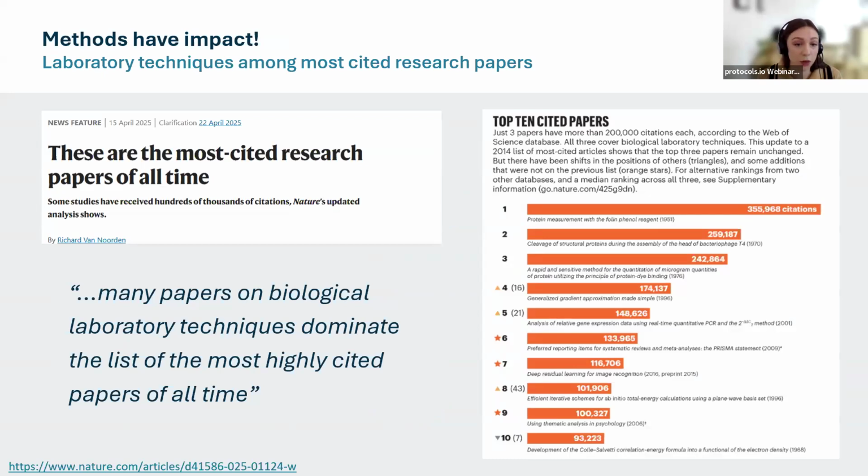If we look here on the right, this is a write-up where Nature looked at the top 10 cited papers back in 2014, and then there was an update to that this year. This is that publication. What we can see is that all of the most cited research papers, going back to the early 1900s, are methods papers. And they're also largely biological laboratory techniques. So again, this is just another example of the fact that people really value methods and they are impactful, and we should be finding ways to share those with the scientific community.